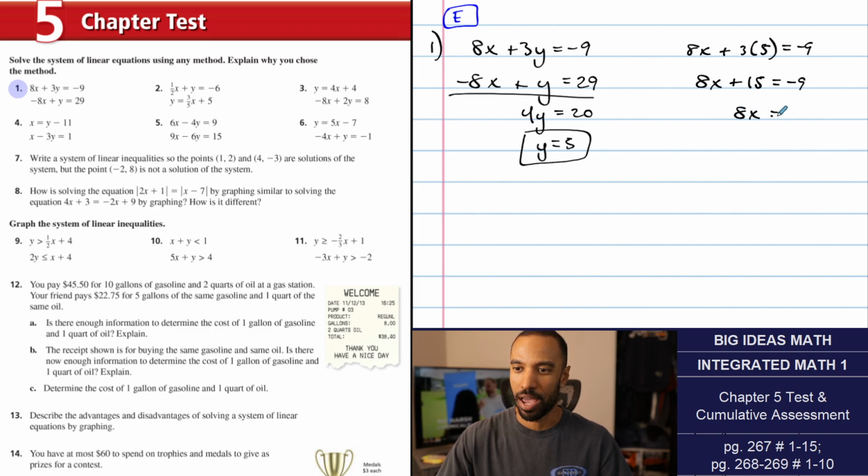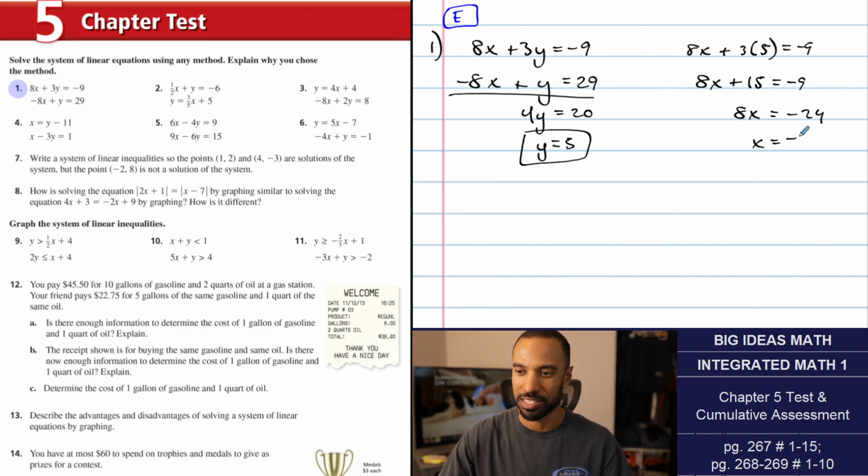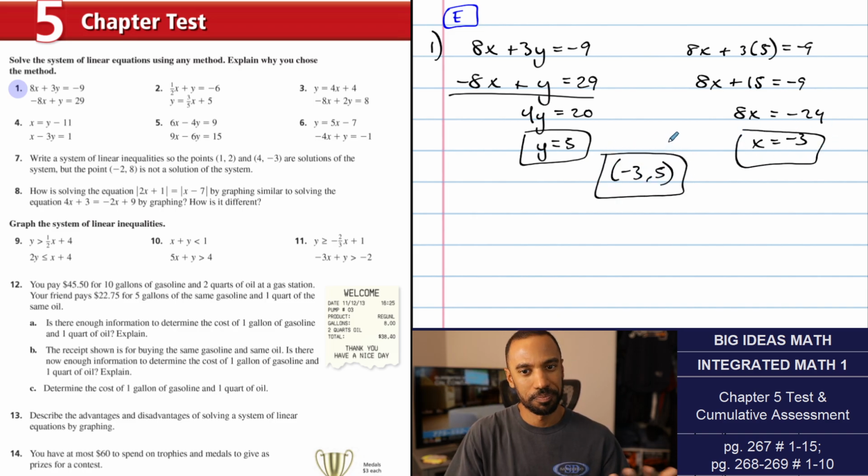I was so turned away by that 8x being negative on the other one, but that's okay. Now I have to do this. Negative 24, I think, is in this. X is negative 3. So we have an ordered pair of negative 3, 5. So I chose elimination for that one. I think it was pretty well set up for that.